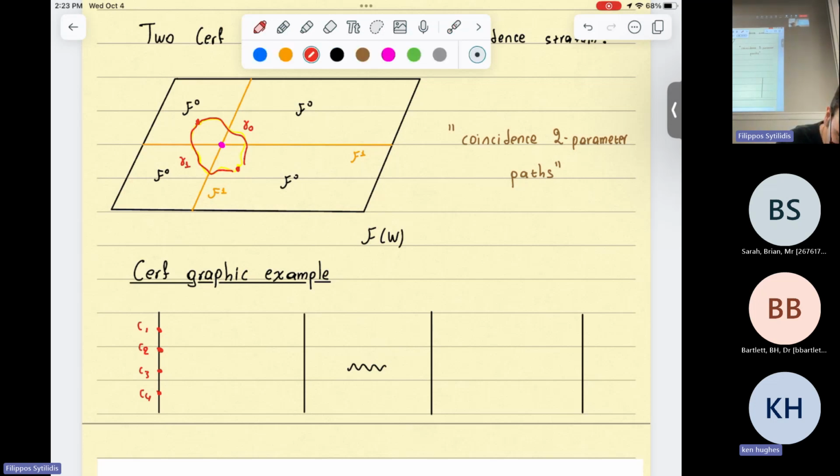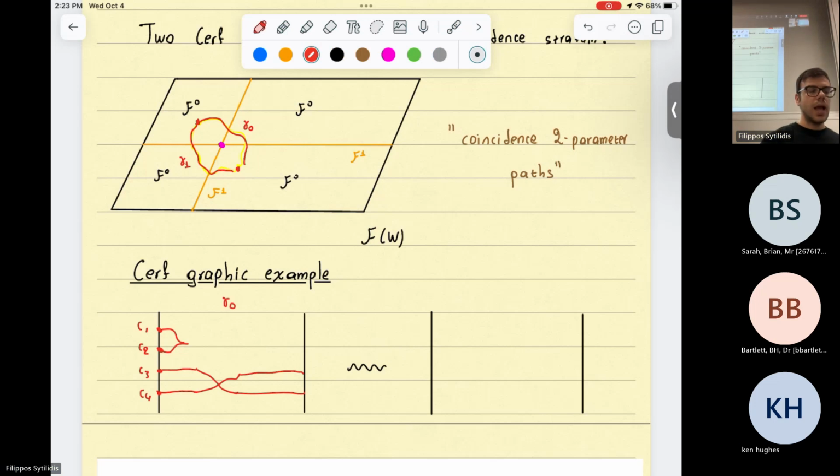So what would the Cerf graphic look like up to say this point? It would be this death of C1 and C2, and then I would have nothing happening to C3 and C4. And then let me suppose that when I'm crossing this horizontal line, I have a crossing of C3 and C4. So I have something that would look like that. And that would be a Cerf graphic that would describe gamma 0.